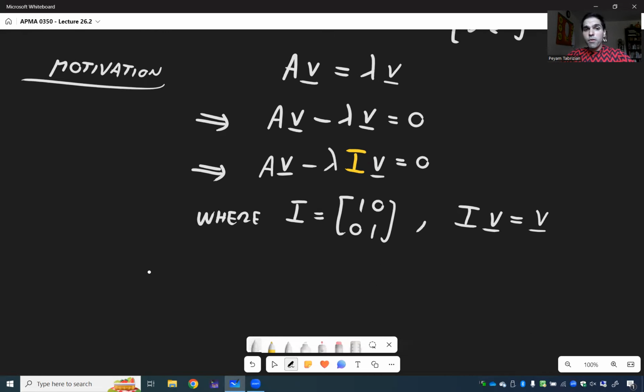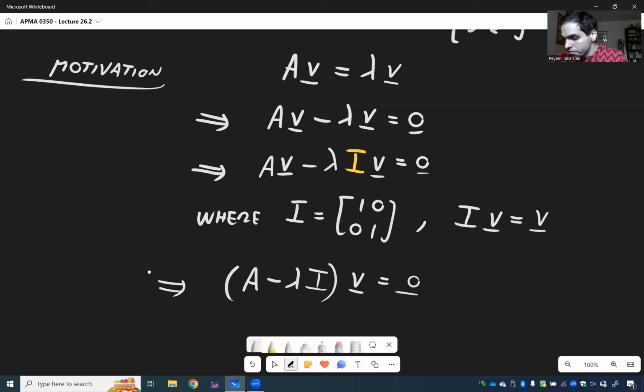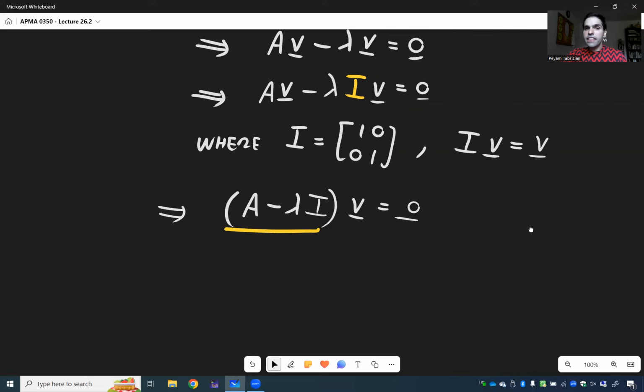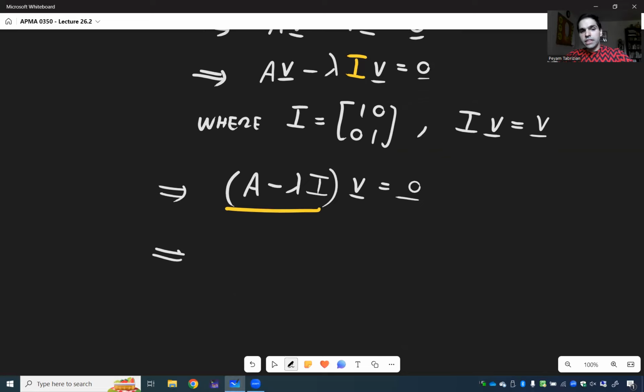And now we can properly factor out v. So we get (A minus lambda I) v equals 0. This is the 0 vector. And then there's a fact in linear algebra that says as follows. If there is a non-zero vector v that solves this equation, then this matrix here is what's called not invertible, and therefore its determinant is 0.